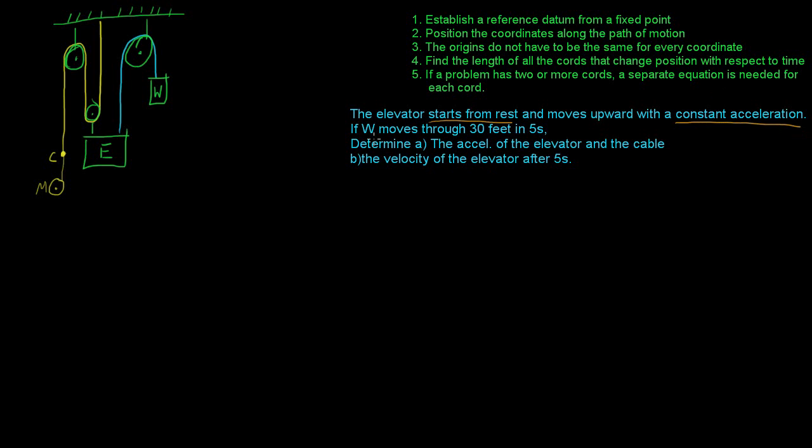If W, which is this counterweight, moves through 30 feet in 5 seconds, we're asked to determine the acceleration of the elevator, which is E, and the cable, which is this point C right here. And we're also asked to determine the velocity of the elevator after 5 seconds.